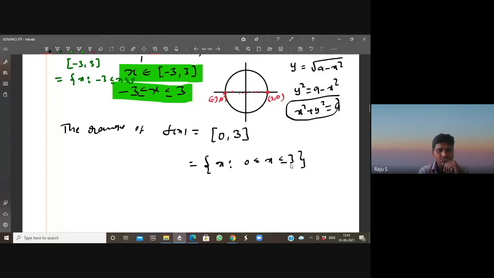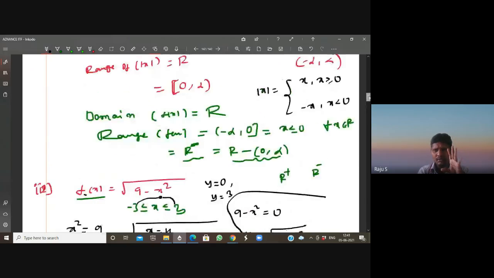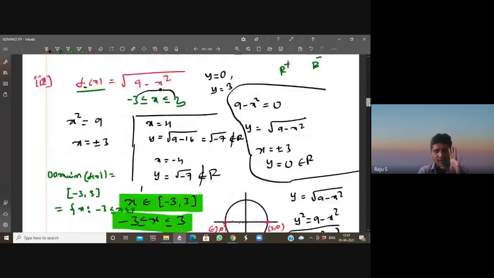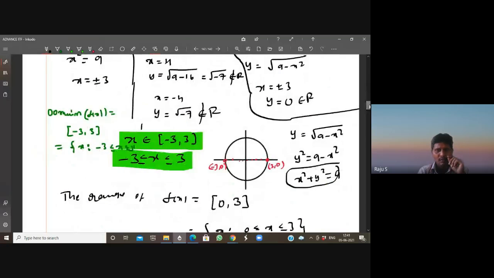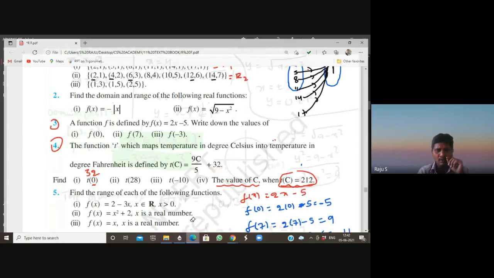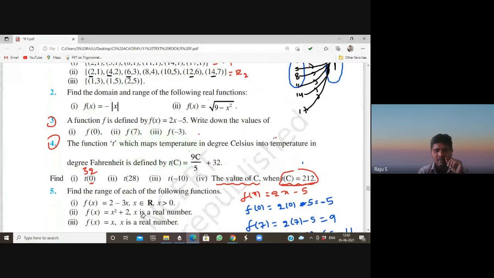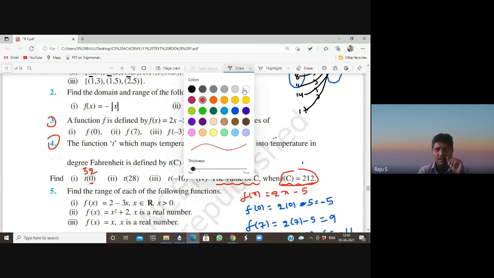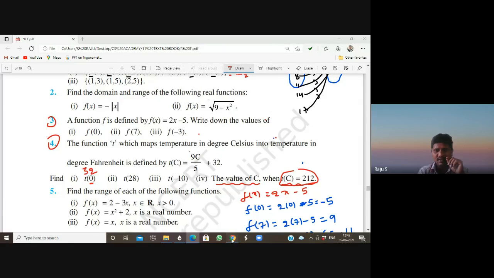Okay, this is it. We'll do more problems, nothing to worry about. So many questions are there to find domain and range. If you are not able to understand, in the fifth question also we are going to find domain and range alone. So we can easily understand. I'm going to explain in an easier way in the next classes.